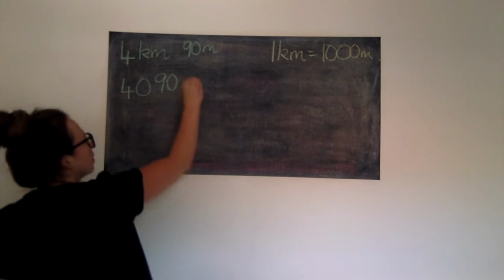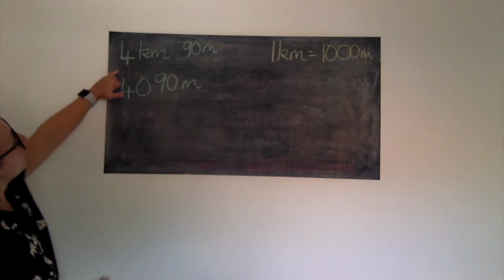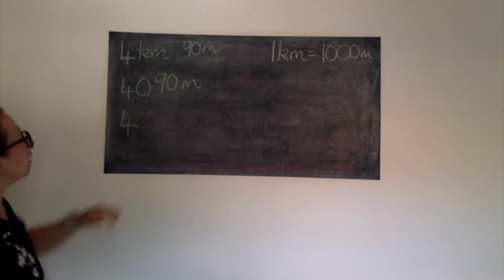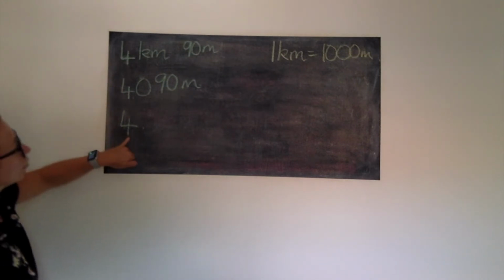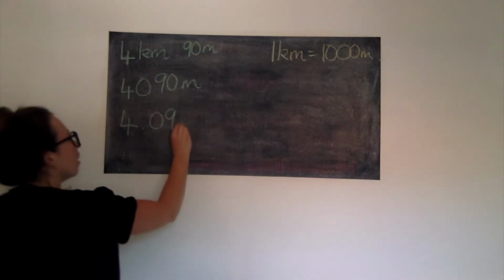4,090 metres. Okay? And then as a decimal, we have 4 whole kilometres. So this is writing it in kilometres now. So we just need to divide this by 1,000. 4 whole kilometres and 9 hundredths of a kilometre.